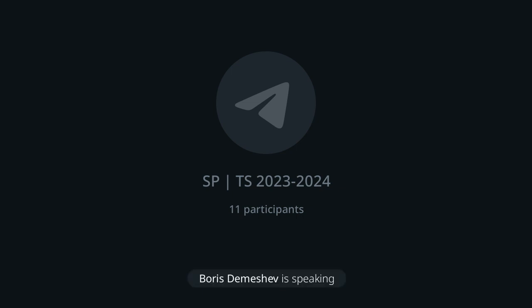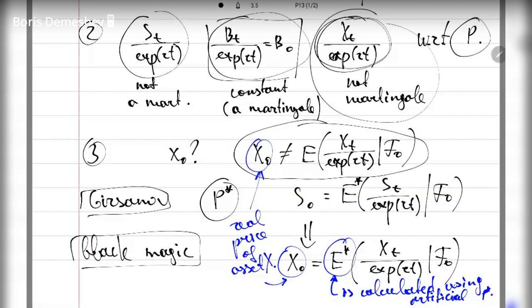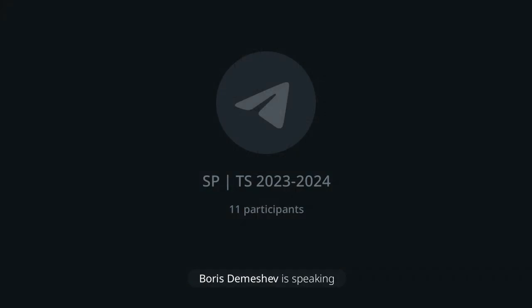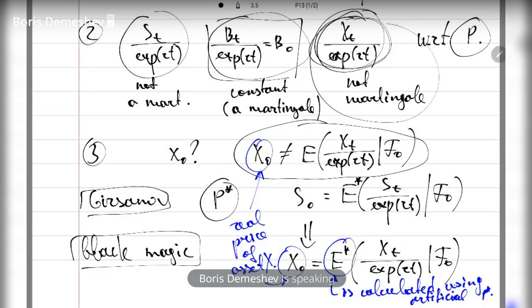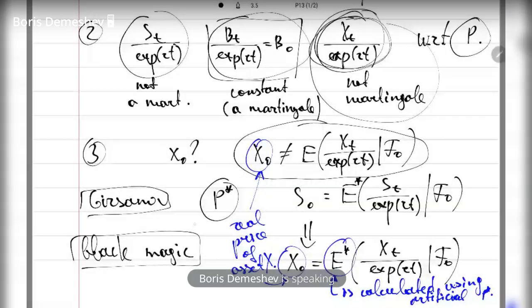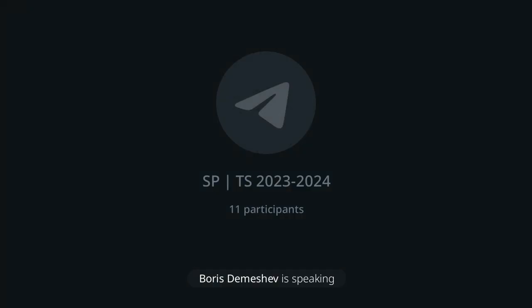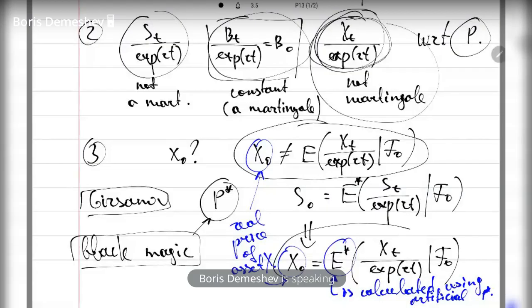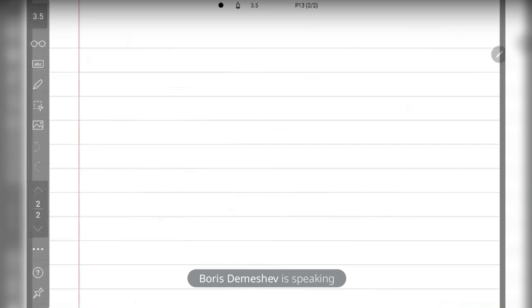Okay, let's go. So we have discounted ST, discounted BT, discounted XT: the share price discounted, the bond price discounted, and the price of any European type asset discounted. And now under this black magic probability star, they are all martingales. That's magic. And that allows us to calculate the real price easily. So let's consider one more example.